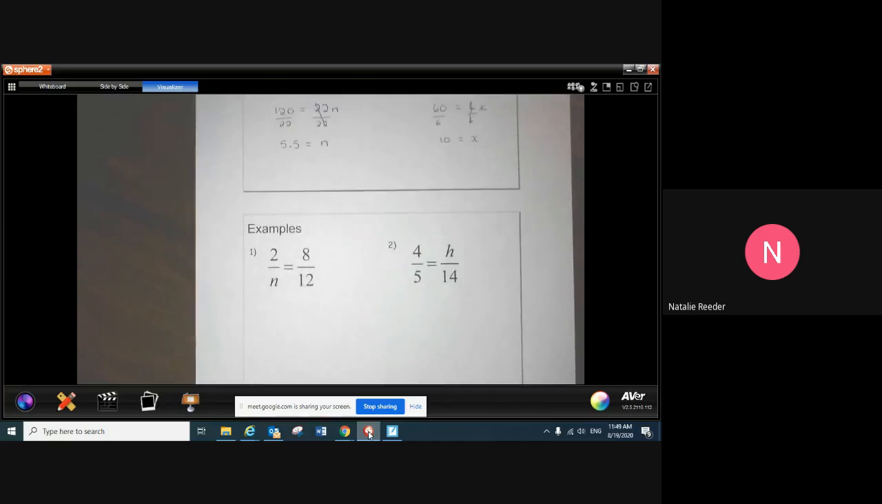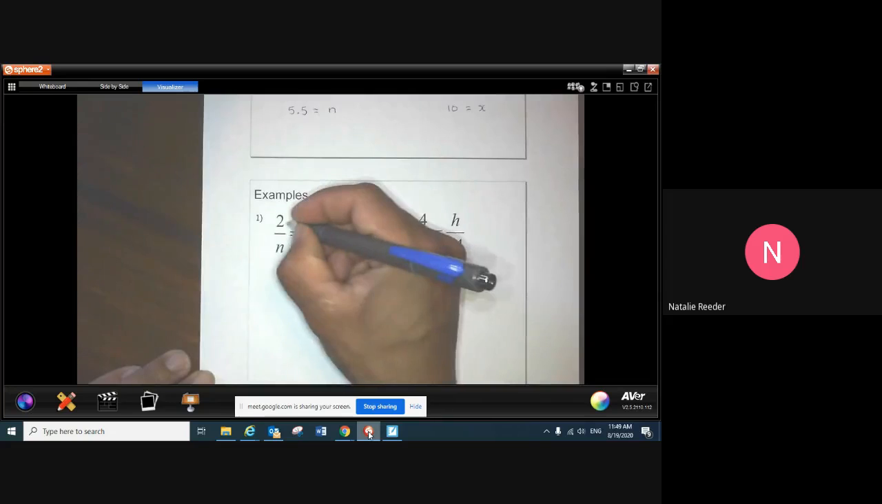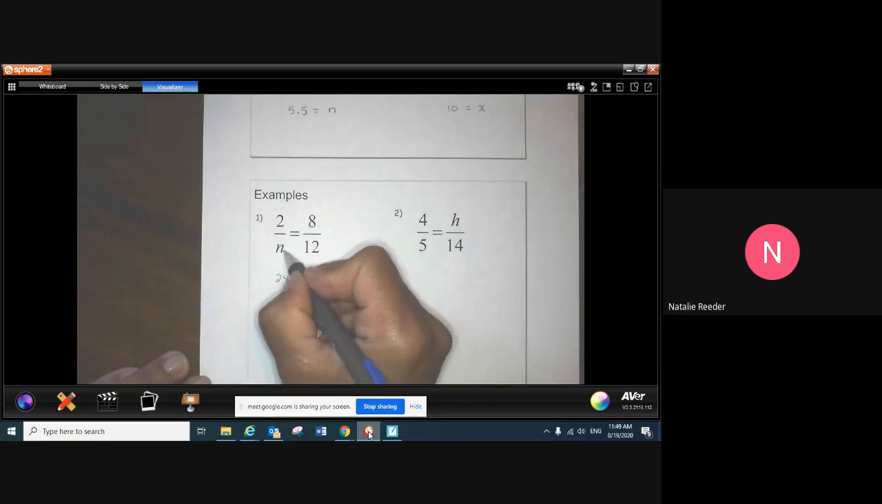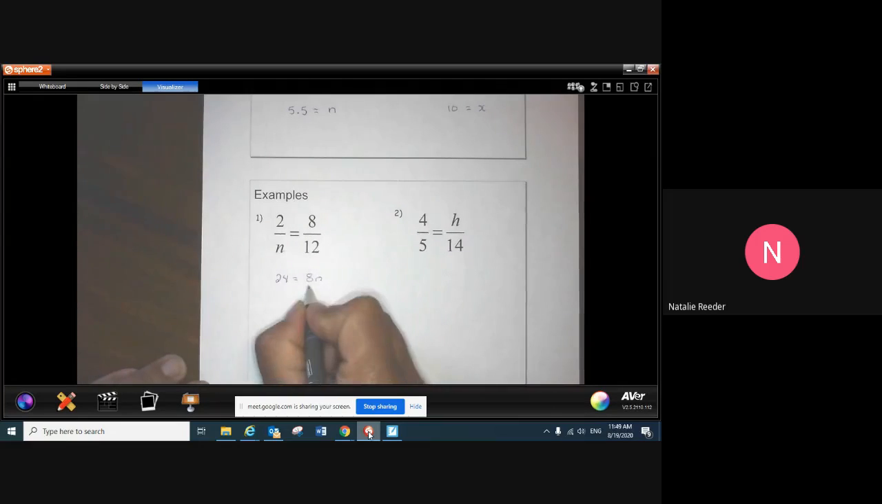So if we keep going, let's keep following that same strategy. We cross multiply. So we're going to go 2 times 12, which gives me 24. And 8 times n, which gives me 8n. And then we need to divide both sides by 8. So 24 divided by 8 would give me 3 is equal to n.